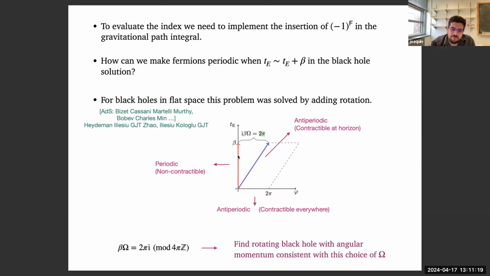So the resolution is that we have fermions periodic around the thermal circle, but thanks to the rotation in the solution, that's not the circle that contracts at the horizon. And then you're allowed to make this choice of spin structure. So what we need to do is to find a rotating black hole with an angular momentum consistent with this choice of angular velocity, if we want to evaluate the index.